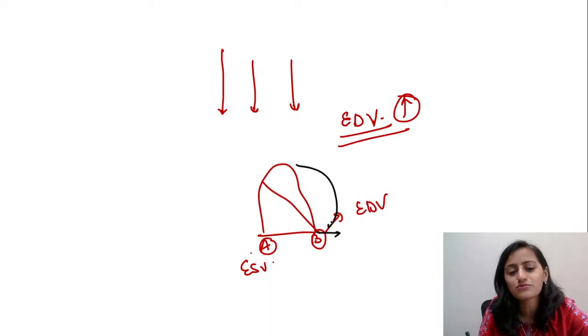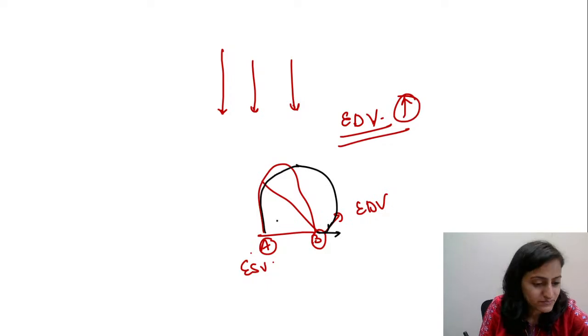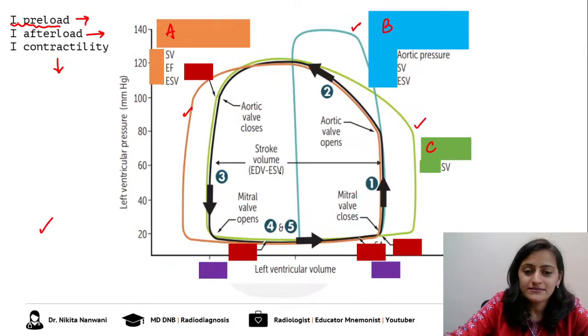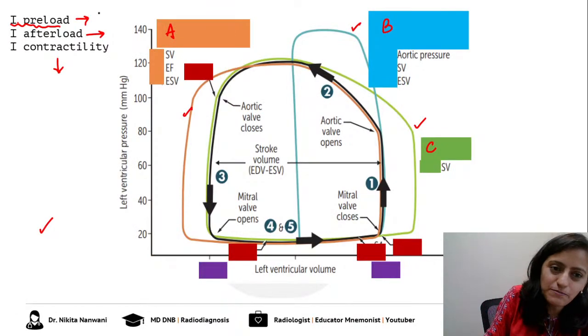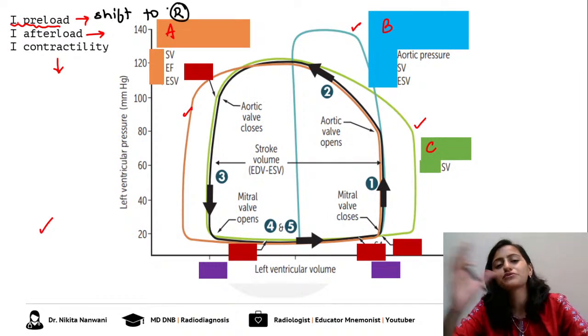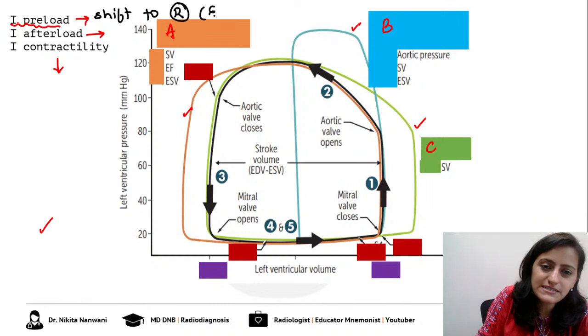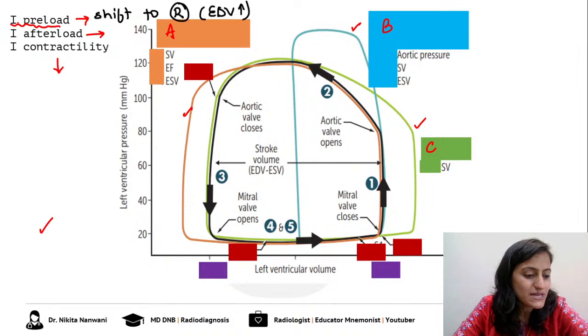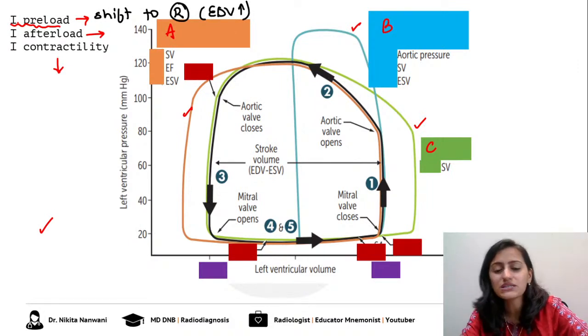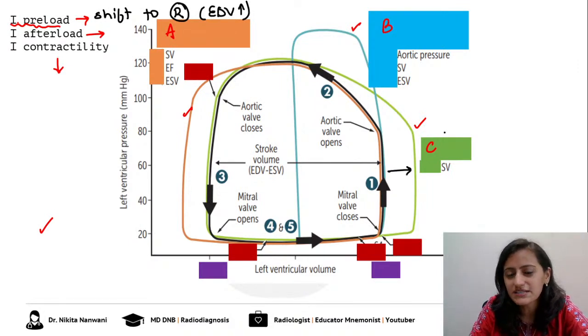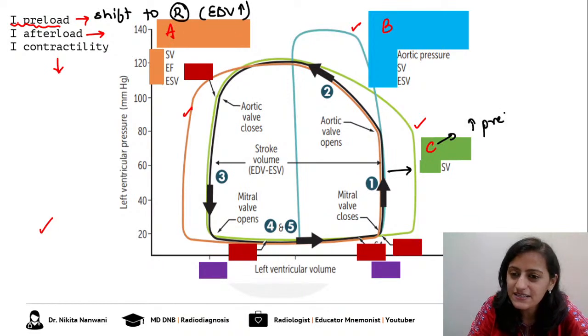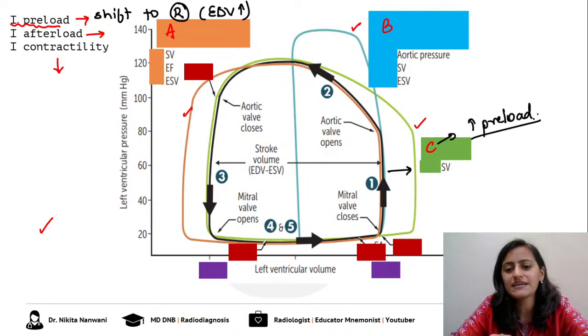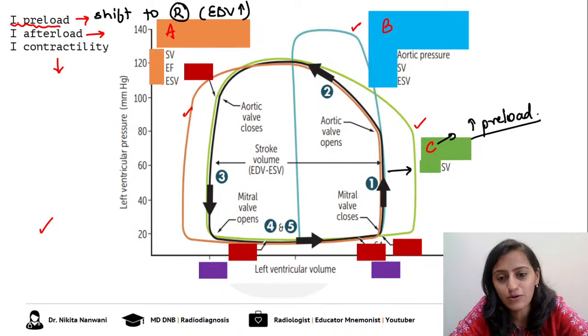So will the graph go to the right or to the left? The graph will go to the right. An increase in preload will cause the curve to shift to the right, because the end diastolic volume is increasing. Out of the graphs A, B and C, the one which is shifting to the right is C. So C represents the increase in preload.